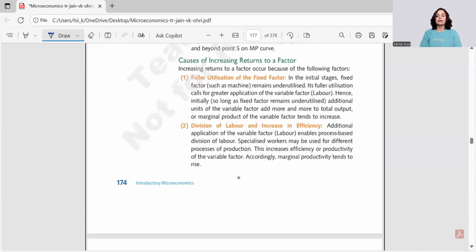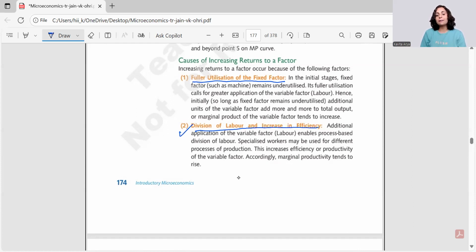Just try and understand. The causes of increasing returns, meaning the reasons for the first stage, are fuller utilization of the fixed factors. Initially, when we are beginning our work, we have huge land and building, we have huge plant and machinery, and we have just 2 or 3 people to work. So till we have the capacity utilization done, the output keeps on increasing because we are trying to utilize the fixed factors properly.